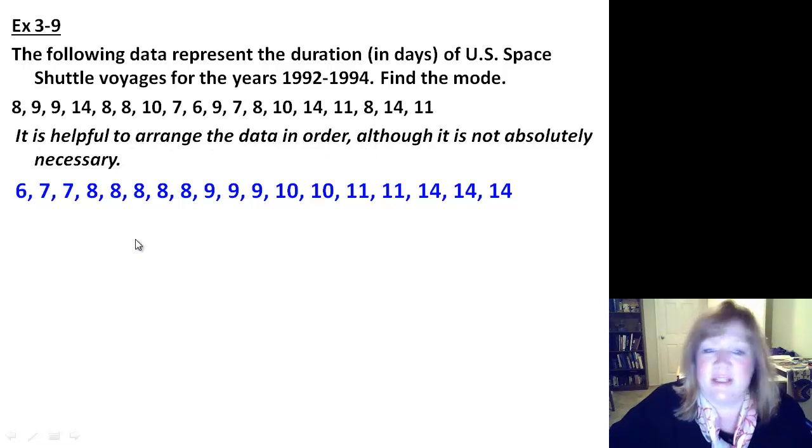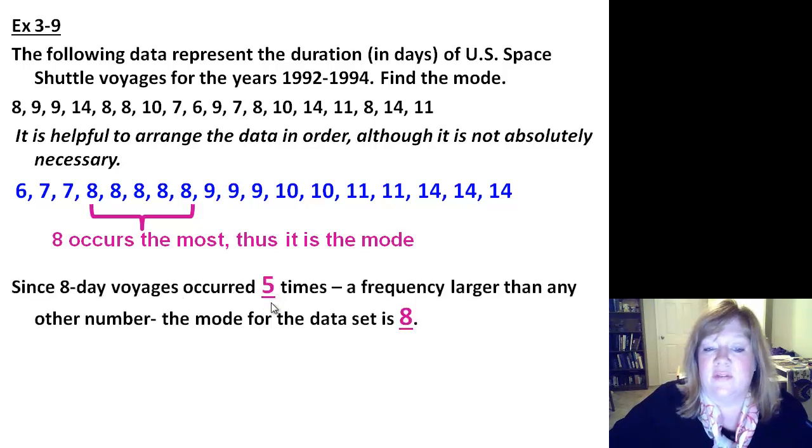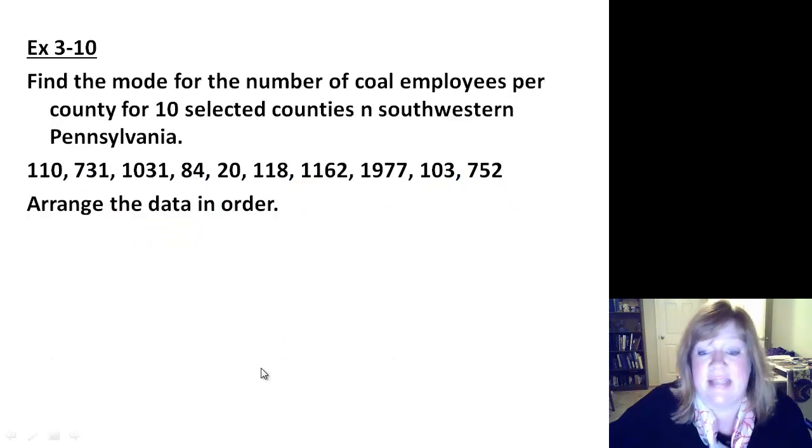Some people like a stem and leaf plot, but for this kind of data, I would arrange it. You can see you have data that occurs more than once, but the 8s have it: 1, 2, 3, 4, 5. That value occurs the most, so that is the mode. 8 occurs the most. It occurs 5 times, a frequency larger than any other number. So the mode of the data set is 8.